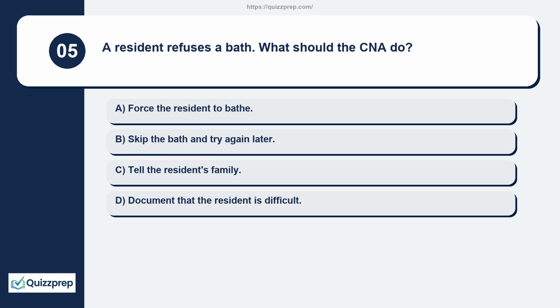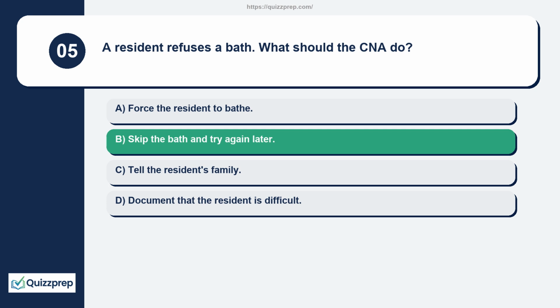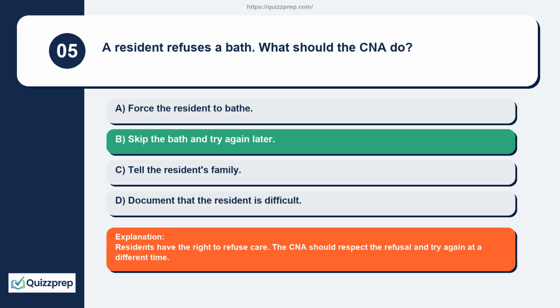Question 5. A resident refuses a bath. What should the CNA do? Force the resident to bathe, skip the bath and try again later, tell the resident's family, document that the resident is difficult. Residents have the right to refuse care. The CNA should respect the refusal and try again at a different time.